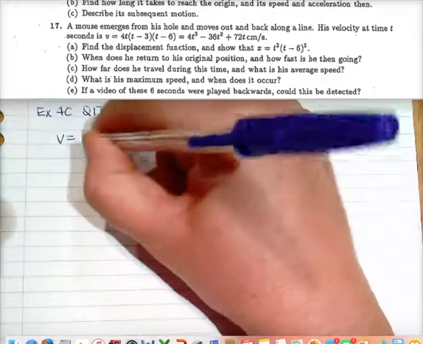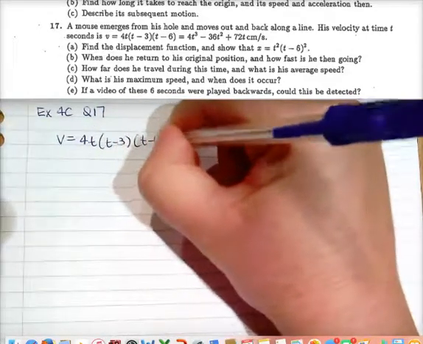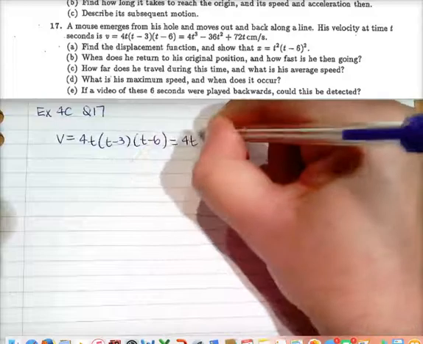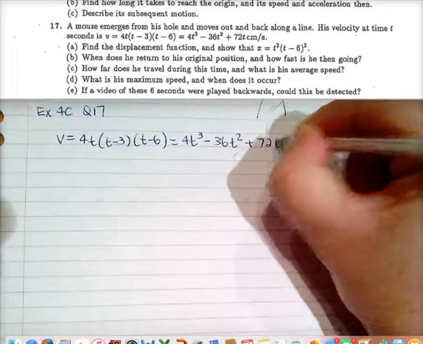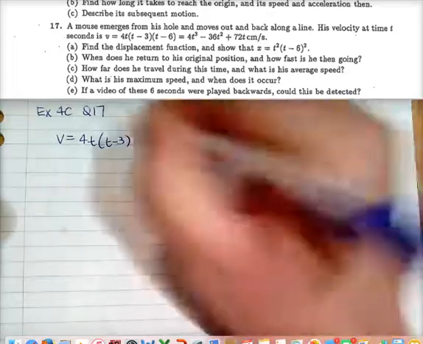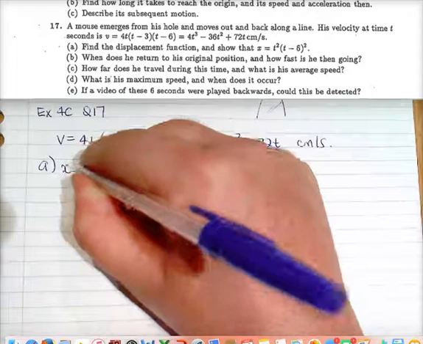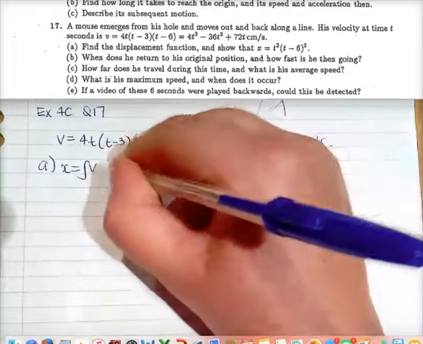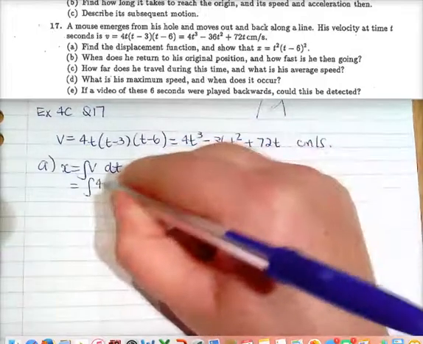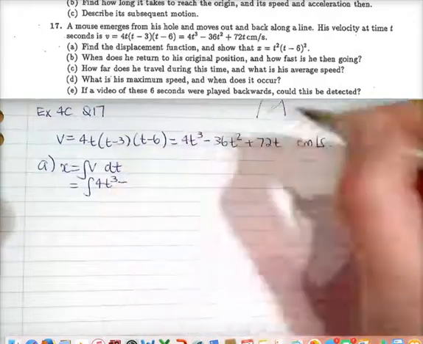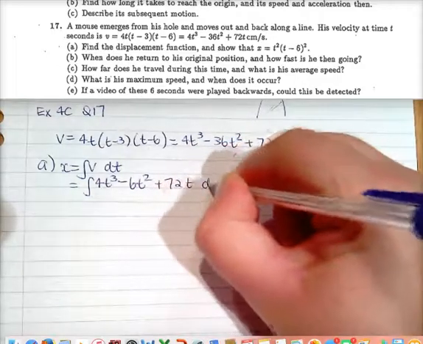So velocity equals 4t(t minus 3)(t minus 6), which is equal to 4t cubed minus 36t squared plus 72t centimeters per second. First question is to find the displacement. So x is the integral of velocity. So we'll do the integral of this one, it's easier. 4t cubed minus 36t squared plus 72t dt.